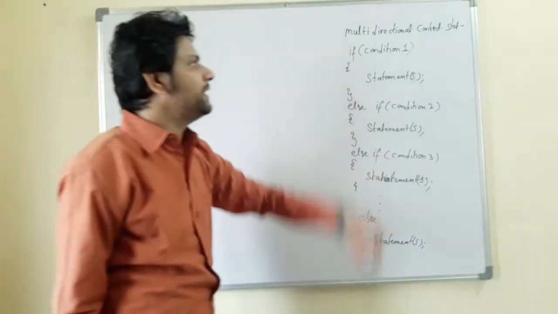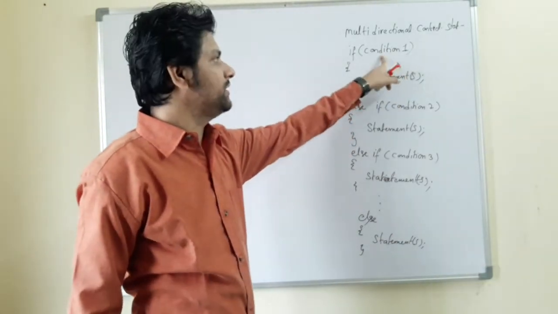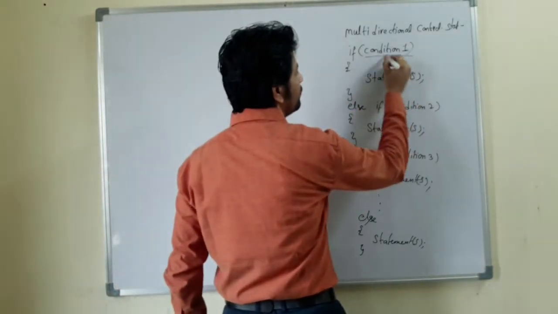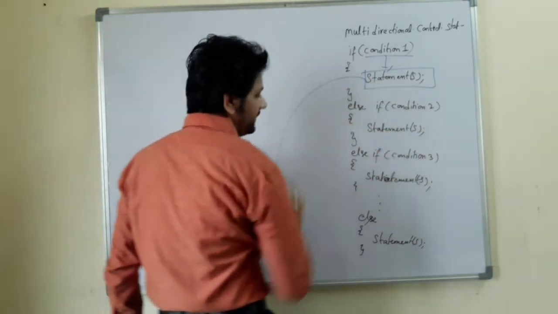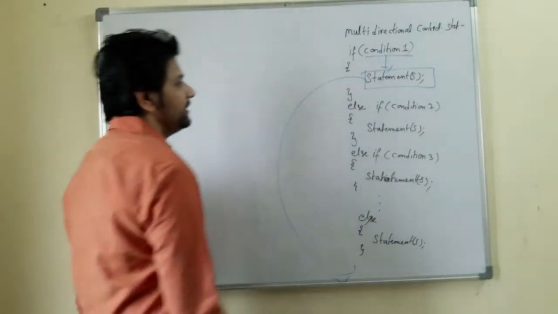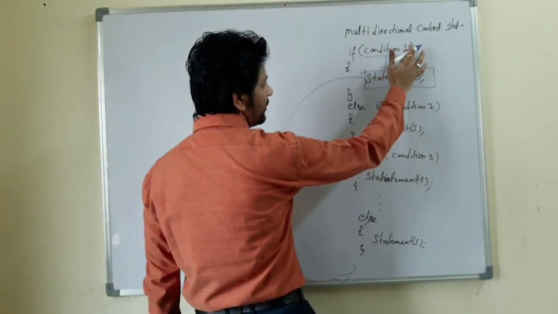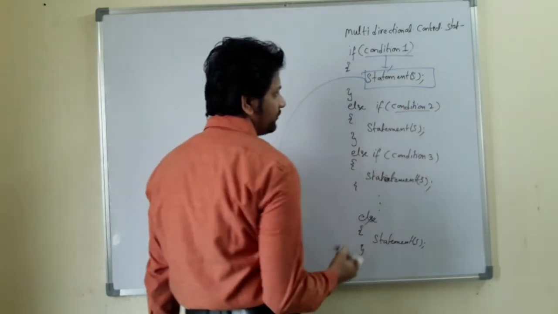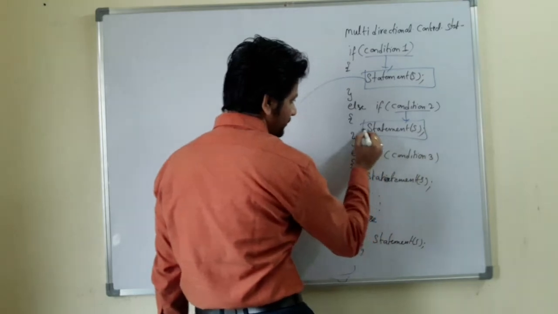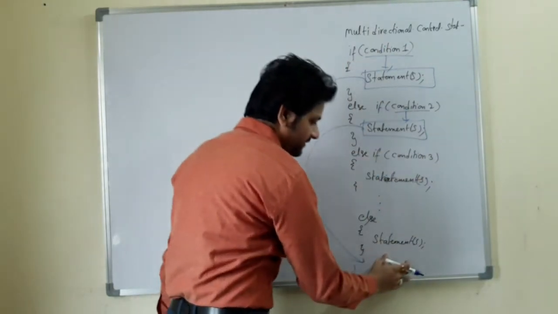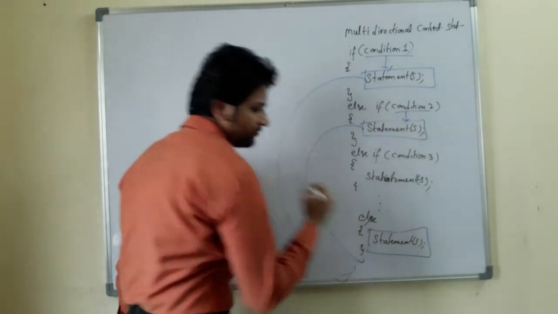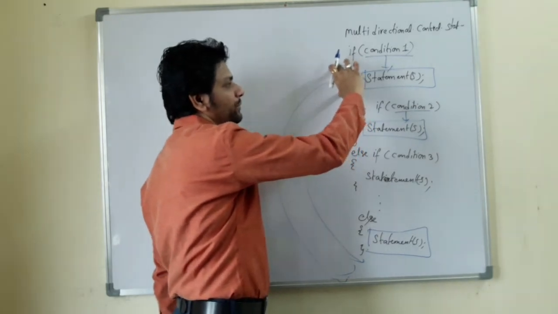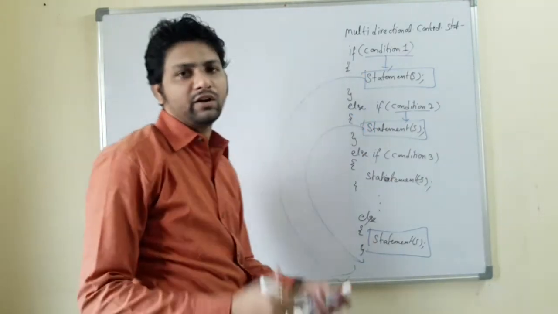In the multi-directional control structure, if condition 1 is satisfied, then this group of statements is going to be executed and it comes out of the loop. If this condition is not satisfied, it goes to check the second condition. If the second condition is satisfied, then this group of statements is executed and it comes out of the loop. If none of the conditions is satisfied, then the else block of statements is executed. You can also write it without brackets if there is nothing inside. It is also called an if else ladder.